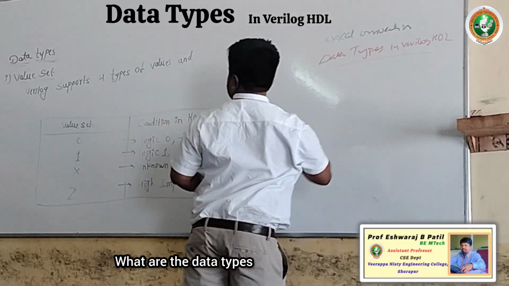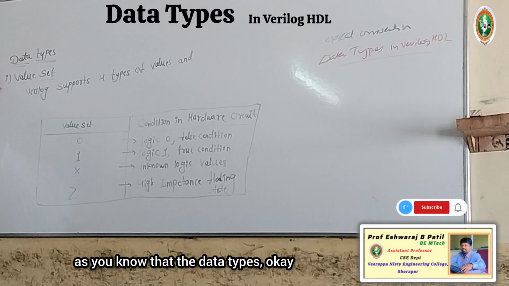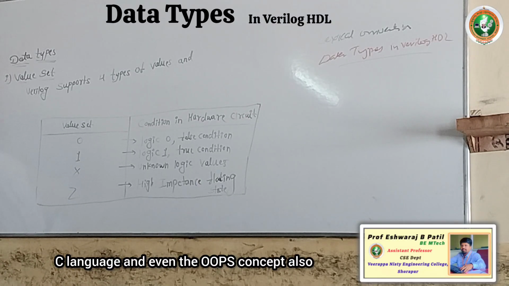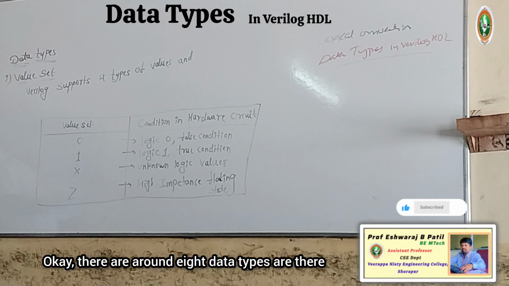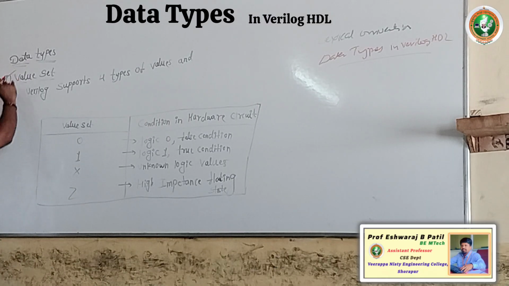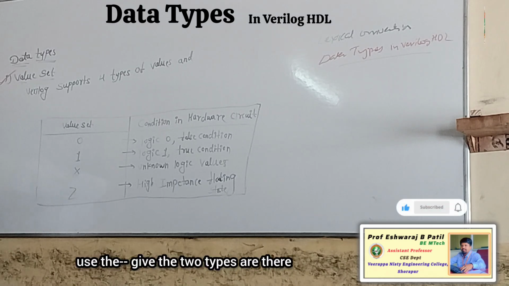What are the data types? As you know, Verilog HDL supports C language and even OOPS concepts. The same data types are used, but in a different way. There are around 8 data types. First, we will consider the value set. There are 2 types.